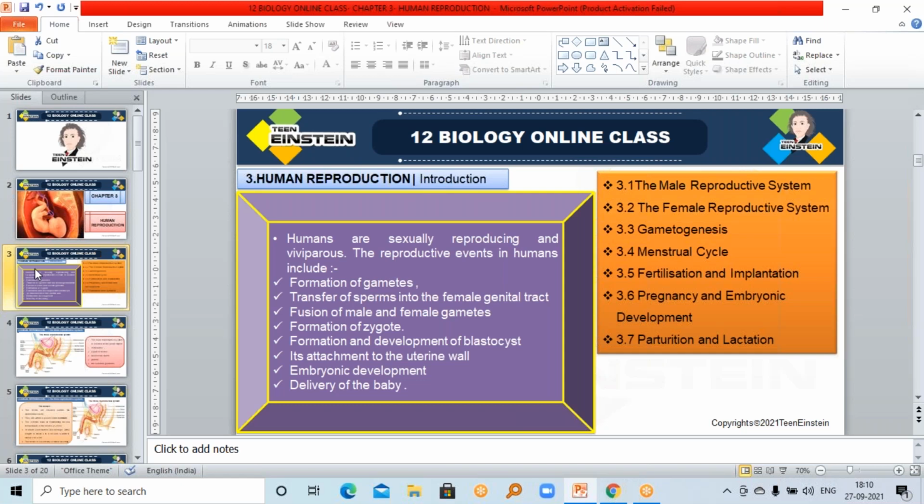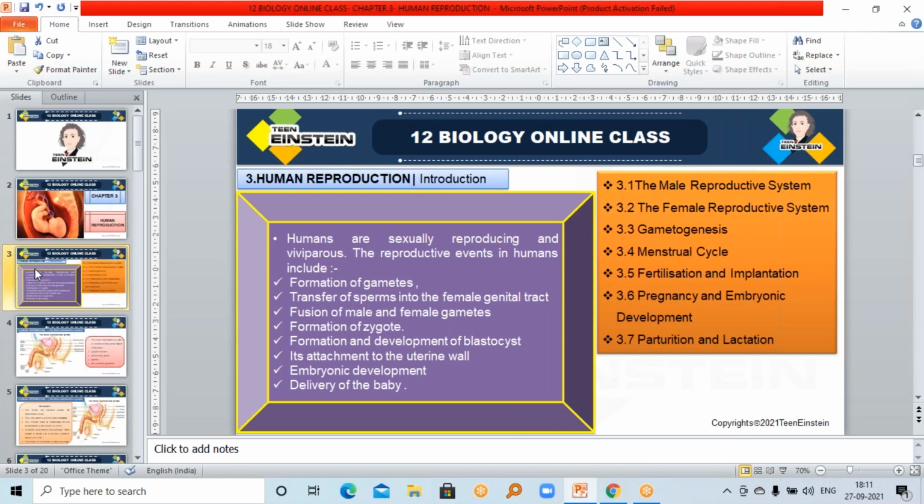So in this chapter, we are going to learn about sexual reproduction in human, then anatomy of male and female sex organs, then gametogenesis, that means the formation of gametes. Genesis means formation, so gametogenesis means gamete formation. Anatomy means the structure of male and female sex organs. Then gametogenesis, how these male and female sex organs produce gametes. Then after gamete formation, the next step is fertilization, and we will learn about fertilization and further events.